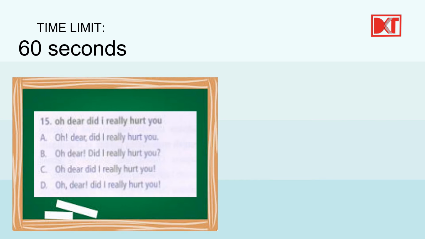Okay, so here, let's see. Oh dear, did I really hurt you? Now, oh dear. Oh, the O will be capital. Oh dear. Then oh dear, it's an exclamation, right? So we'll put an exclamation mark here. So oh dear. And then after that, here did, D will be capital. Did I really hurt you? Now, I is a pronoun. I pronoun is always capital. It will be capitalized. Did I really hurt you? There will be a question mark. Why? Because it's a question. So we have an exclamation, then a question. So the correct answer is B. Oh dear, did I really hurt you?